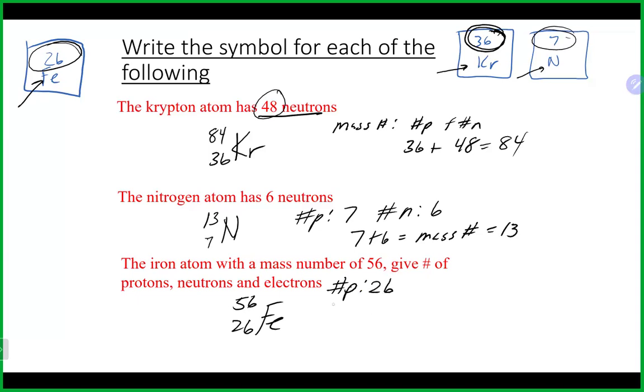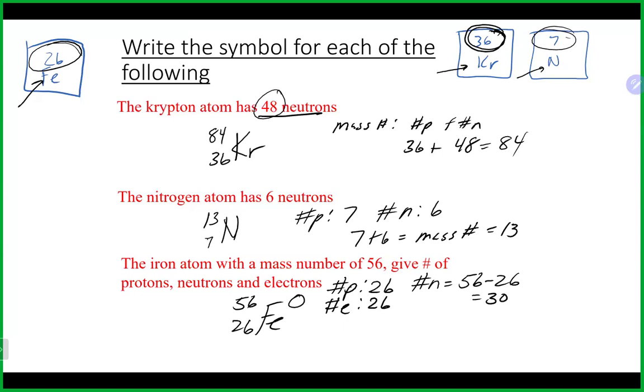26, yeah. Electrons, it has 26 as well. Again, no charge, right? It doesn't say anything about a charge in the writing, so you could just safely assume that it's neutral in this case. Neutrons in this case would be 56 minus 26, right? Mass number minus atomic number, 30 in that case. Yeah. Any questions on any of those there?